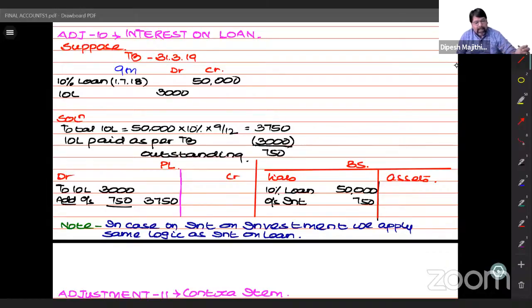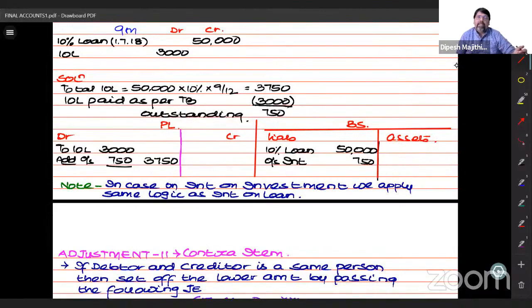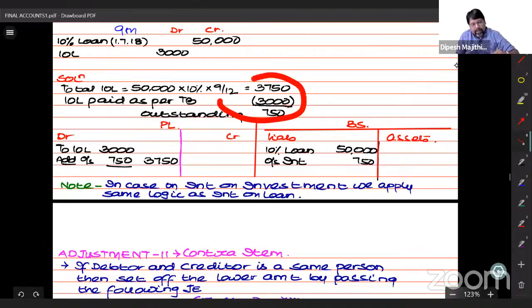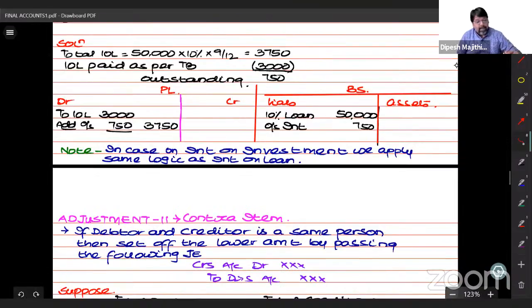Now, in case of interest on investment, we apply the same logic as interest on loan. But interest on investment is income. So this is very, very important. Correct? Yes. Whenever interest on loan or interest on investment is given with a rate of interest, please check whether there is outstanding or prepaid, the way we did over here. You're supposed to check whether there is outstanding or prepaid. And for interest on investment, we apply the same logic, but interest on investment is income.